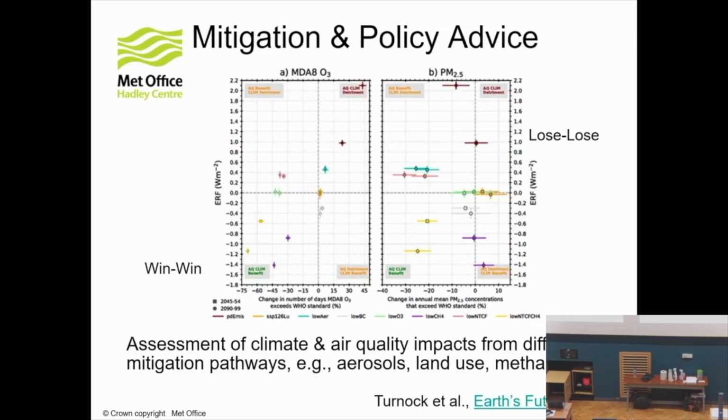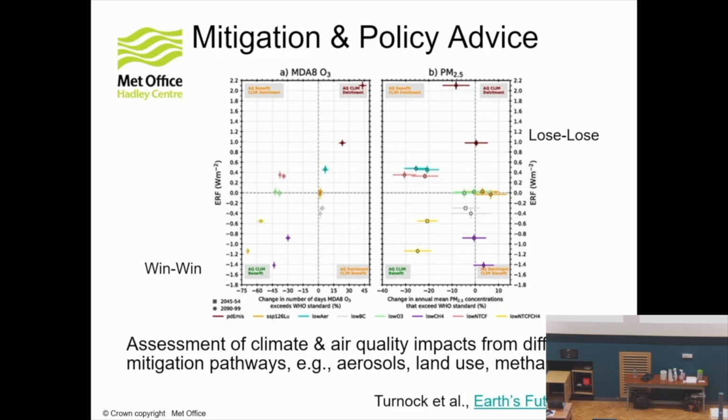And the final example is some work that Stephen Turnock in my group has done, in which we've tried to quantify, if you like, what are called co-benefits and trade-offs from different mitigation pathways. So what we've done here is an assessment of the impact on climate through assessing radiative forcing, but also the impact on air quality from different mitigation pathways. And the kind of pathways we looked at were changes in aerosol emissions, changes in land use, changes in methane, and so on. And the different colours here refer to these different pathways.